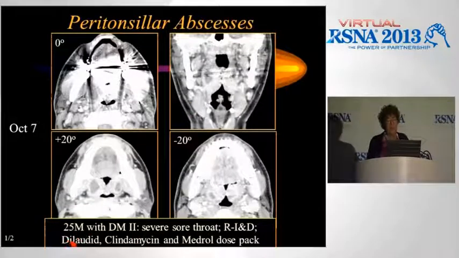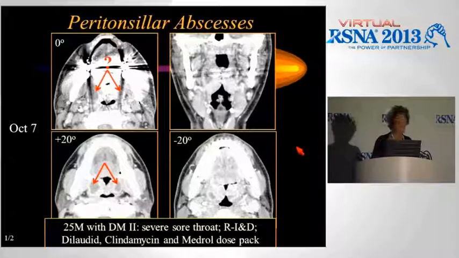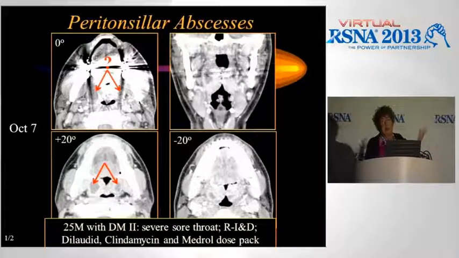Well, look at this person, 25 with diabetes, bad sore throat, comes in at 0 degrees. It's pretty hard to tell. Does he have bilateral abscesses here? So here's where those butterfly images come in. Here at plus 20 degrees, we see, well, not nice for him, but nice bilateral peritonsillar abscesses.